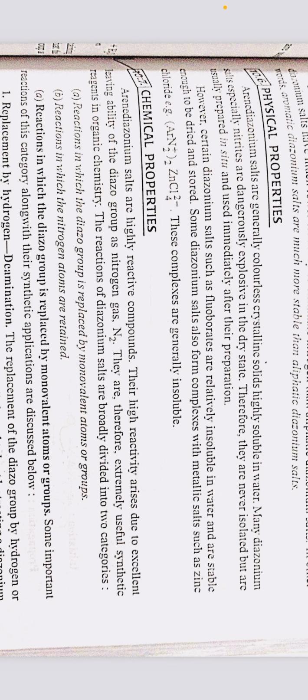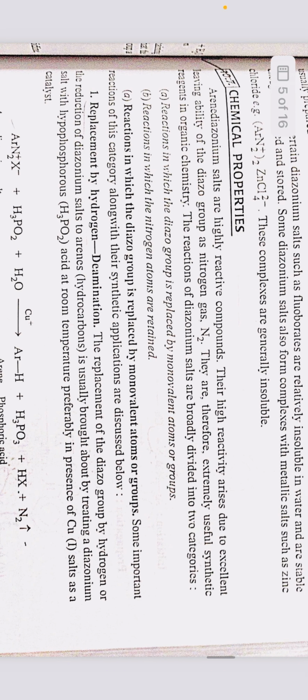Physical properties: arene diazonium salts are generally colorless crystalline solids and highly soluble in water. Many diazonium salts, especially nitrites, are dangerously explosive in dry state. Therefore, they are never isolated but are usually prepared in situ and used immediately after the preparation. However, certain diazonium salts such as fluoroborates are relatively insoluble in water and are stable enough to be dried and stored. Some diazonium salts can also form complexes with metallic salts such as zinc chloride, which are generally insoluble.